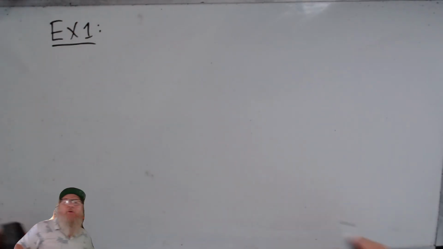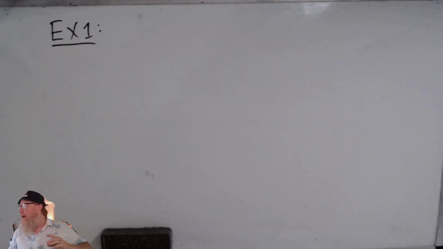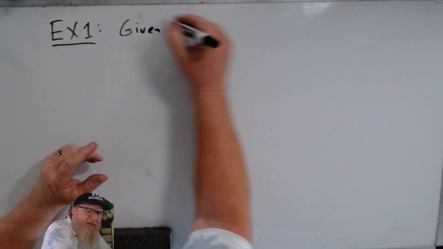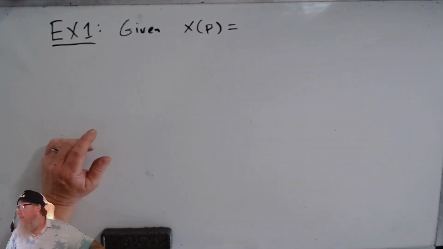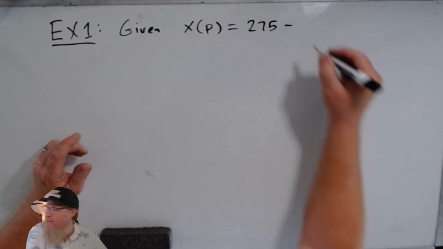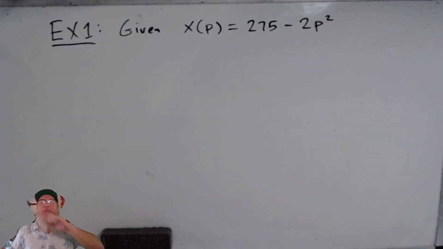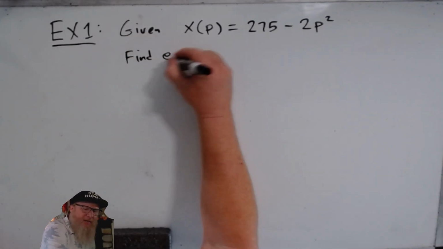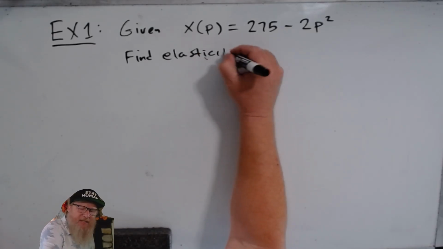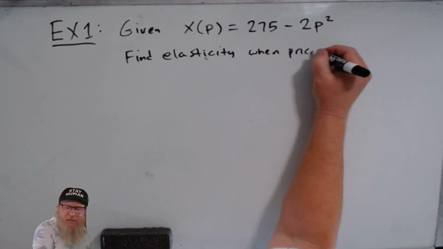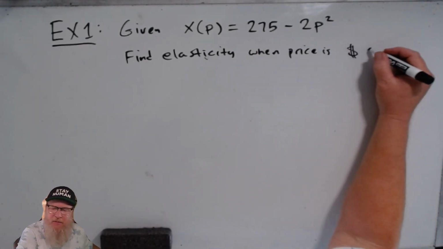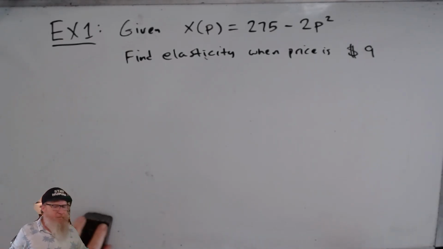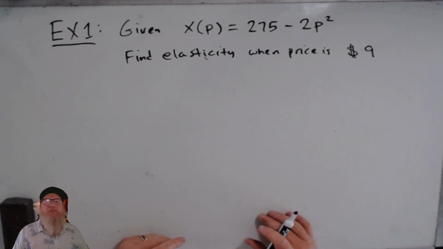So let's do some actual problems from the homework other than vocabulary. So far, I've just given you the vocabulary. Let's see. Given, so now I'm going to give you an actual function. Demand function. This one is not a straight line. That would be too easy. So 275 minus 2p squared. That's our demand function as a function of price. Find the elasticity when the price is $9. I don't know why $9. I just made it up. Just picked a price.